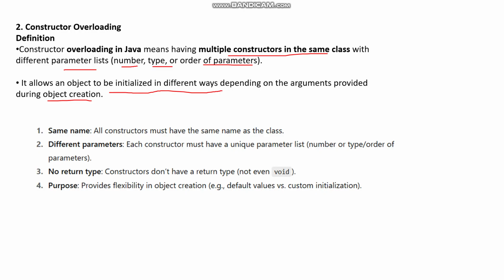Same name means all the constructors must have the same name as the class name. If you are writing any constructor, the constructor name and the class name must be the same. Different parameters: each constructor must have a unique parameter list, meaning the number, type, or order of the parameters. There is no return type. The constructor doesn't have any return type, not even void. While creating any constructor, don't write void either.